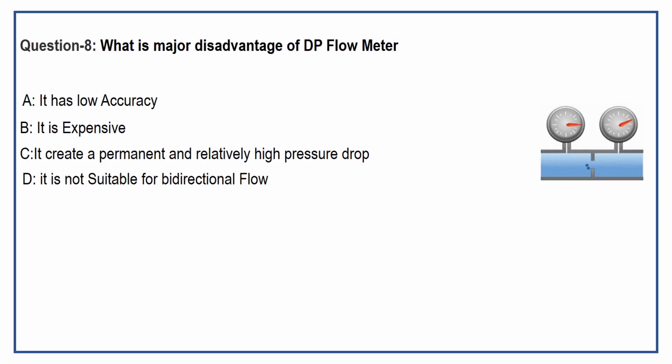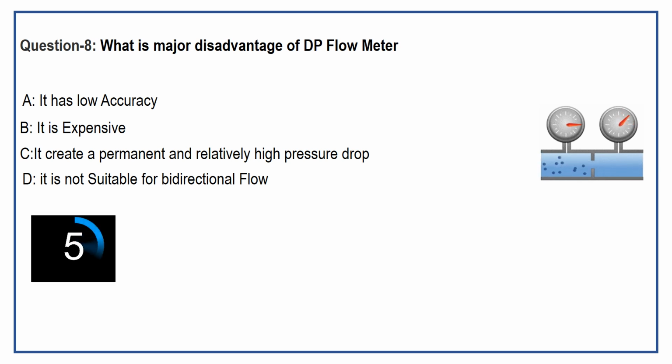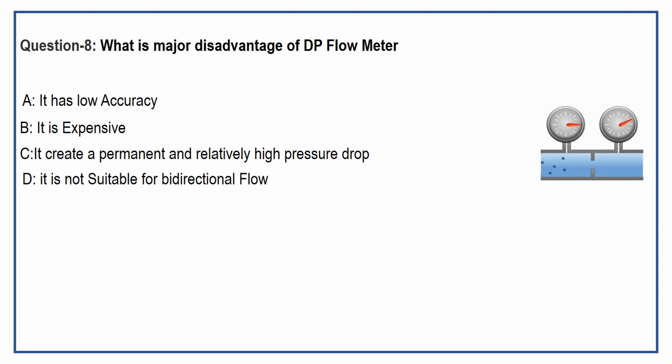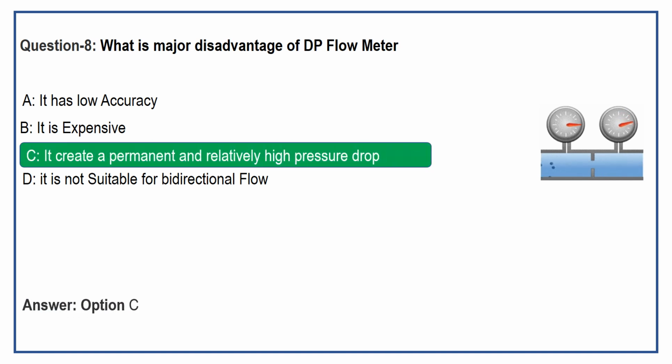The question is, what is the major disadvantage of differential pressure flow meter? Let's see the options. Option A, it has low accuracy. Option B, it is expensive. Option C, it creates a permanent and relatively high pressure drop. Or option D, it is not suitable for bidirectional flow measurement. And the correct answer of this question is option C. It creates permanent and relatively high pressure drop in the pipe.